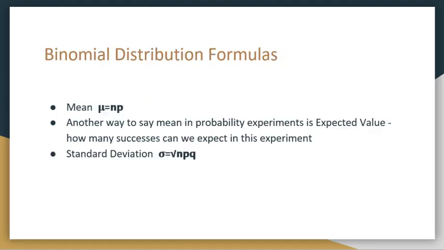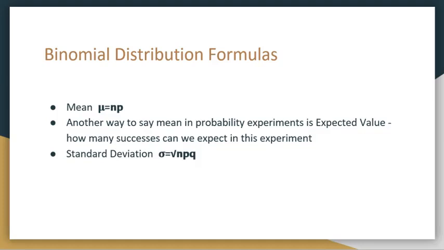When we determine that something is a binomial experiment, there are 2 things that we look at, which is the mean and the standard deviation. The mean, remember this is that symbol that I showed you that stands for mean. The mean is equal to n times p, where n is the number of trials and p is the probability of success. In a binomial situation, another way to say mean is expected value.